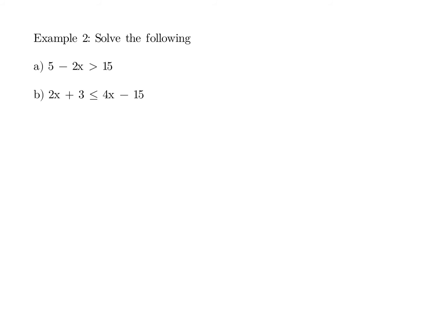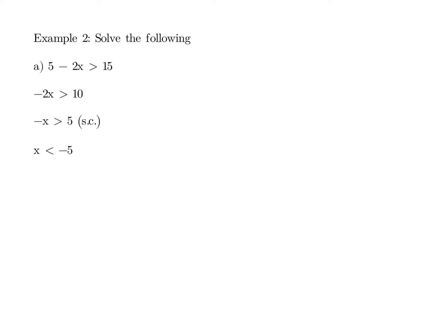So if we now put this into place, solving equations with 2 steps or with pronumerals on both sides. So the first one, 5 minus 2x is greater than 15, and the second one, 2x plus 3 is less than or equal to 4x minus 15.